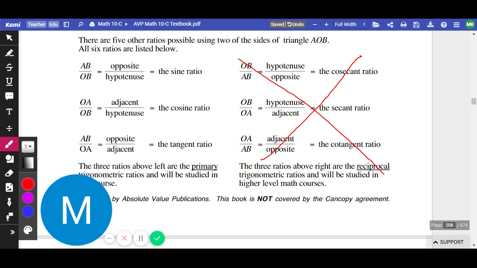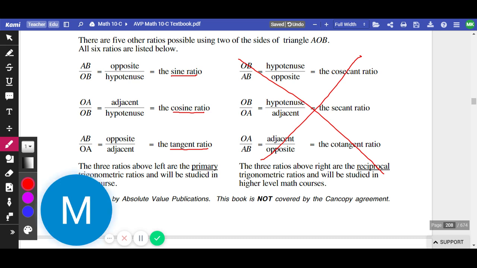Those ratios are called the sine ratio, the cosine ratio, and the tangent ratio. And you're going to hear me talk about all 3 of them all the time. I'll usually use short abbreviations, so I'll say sine, cos, tan. That's how you're going to hear me refer to them mostly.